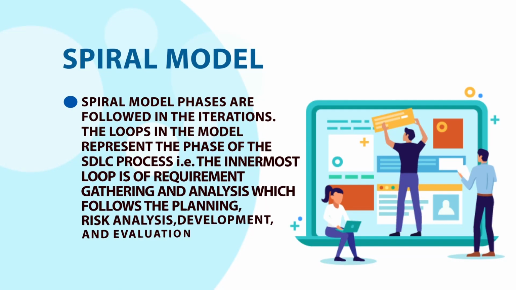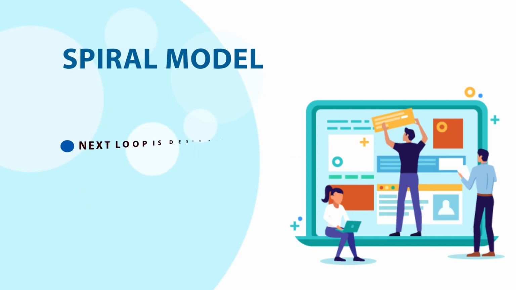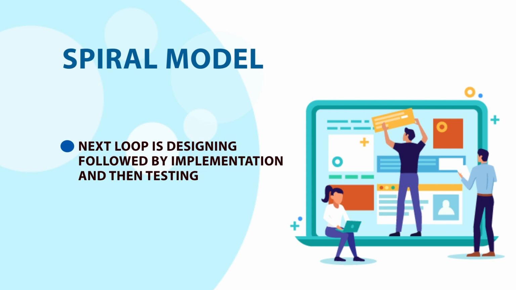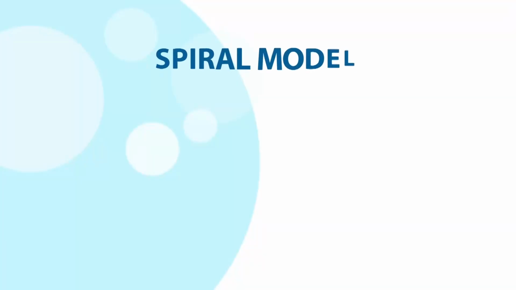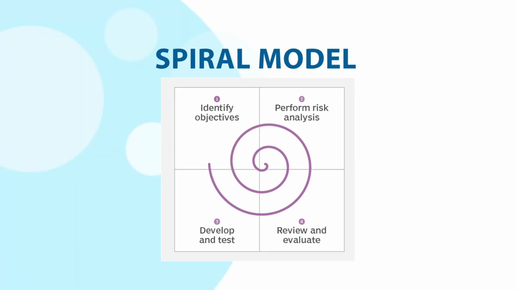Spiral model phases are followed in iterations. The loops in the model represent the phases of the SDLC process, that is, the innermost loop is of requirements gathering and analysis, which follows the planning, risk analysis, development and evaluation. The next loop is designing, followed by implementation and then testing. You can see over here the spiral model.